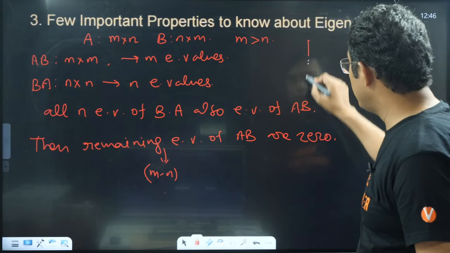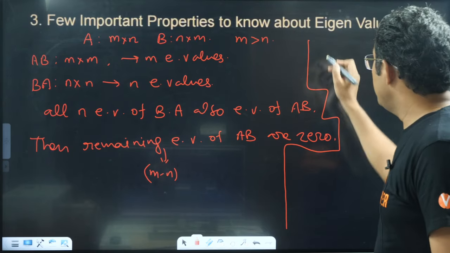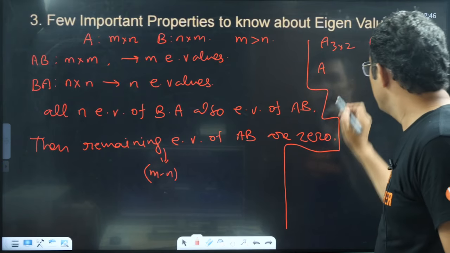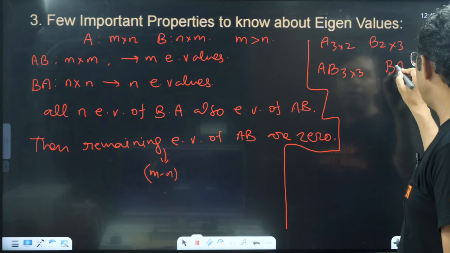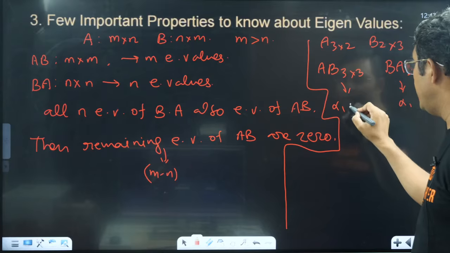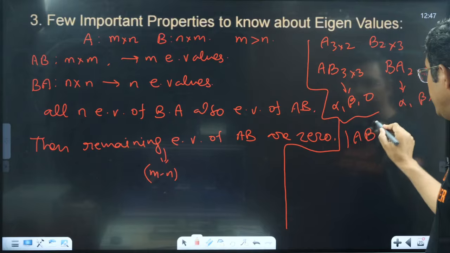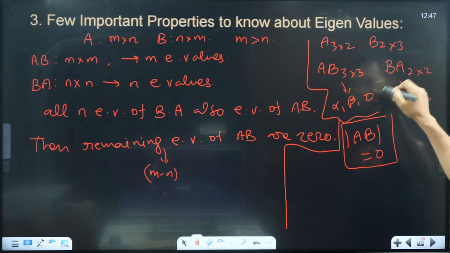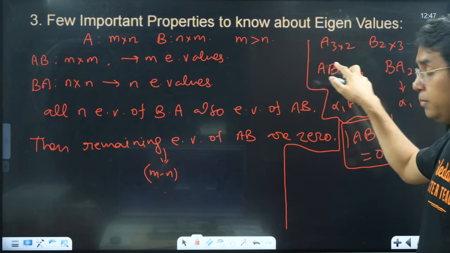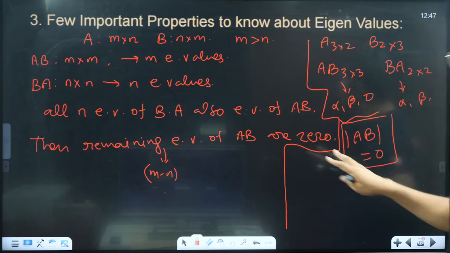Now how is this important, please see. You might have seen such questions in some advanced papers and books, where they ask you that A is 3 into 2 and B is, let's say, 2 into 3. When you multiply A with B, you get 3 into 3. When you multiply B with A, you get 2 into 2. As I told you, its two eigenvalues would be, let's say, alpha and beta. Then the eigenvalues of AB will be alpha, beta, and the remaining will be 0. Based on that, can I say the determinant of AB in such a case will always be equal to 0? Because it is given by the product of eigenvalues. So whenever there is a difference between M and N, the bigger order product AB will always have determinant equal to 0. That is something we can derive directly from it.